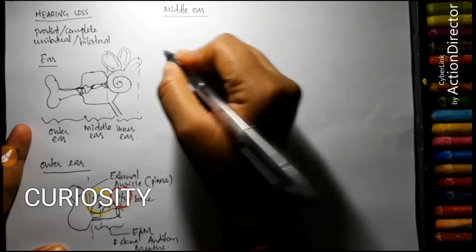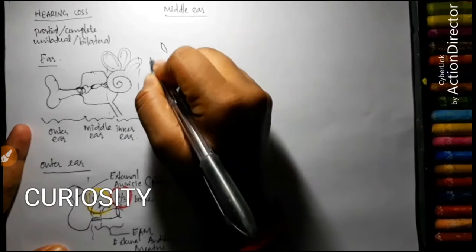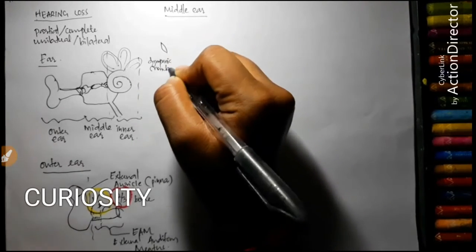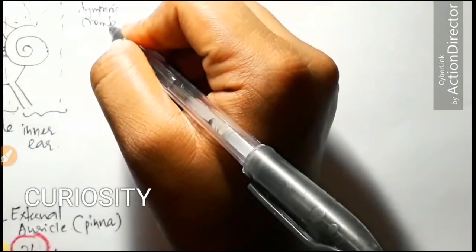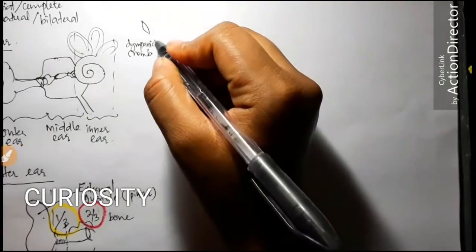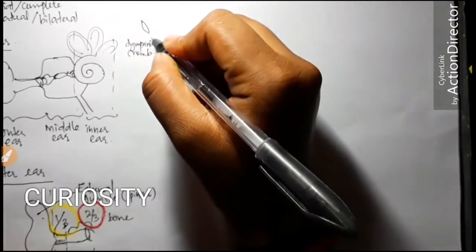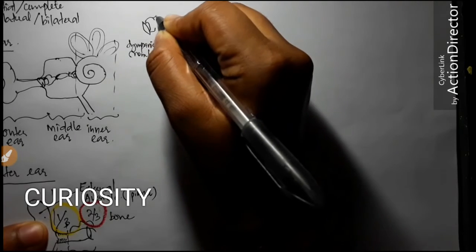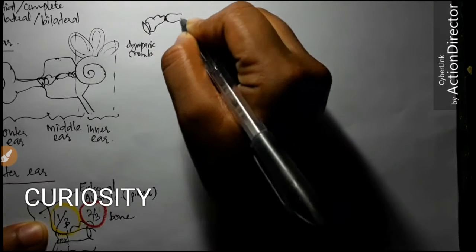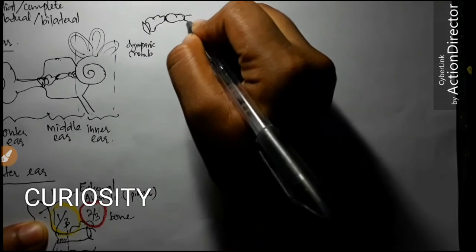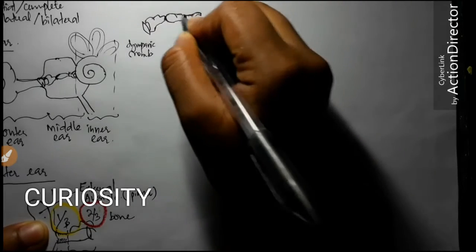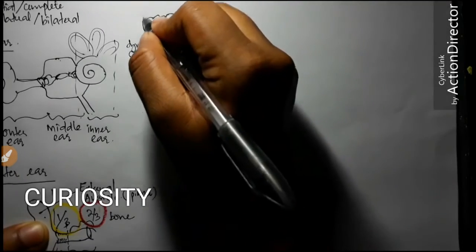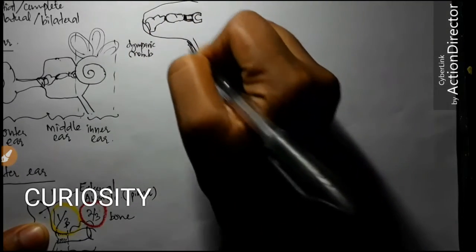Going on to the middle ear, as I told you, there is a tympanic membrane, which is a very thin, flexible membrane. Its thickness is around 0.1 millimeter and its diameter is around 8 to 10 millimeters. The middle ear is an air filled cavity and ossicles are there in that cavity. These ossicles are attached to the tympanic membrane, and posteriorly it is attached to the oval window.